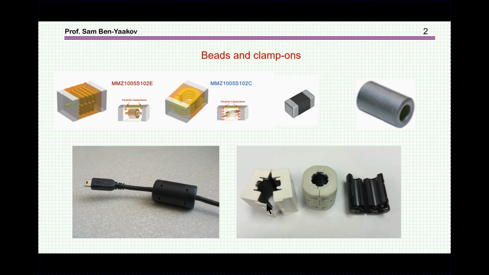There are a variety of ferrite beads available. They are this SMT type to put on a PCB. Here is the structure, and inside are wires, actually embedded or cast into a ferrite material. And then we have this cylinder type in which the wire goes through it. And of course we have the clamp-on, which are put on a cable.